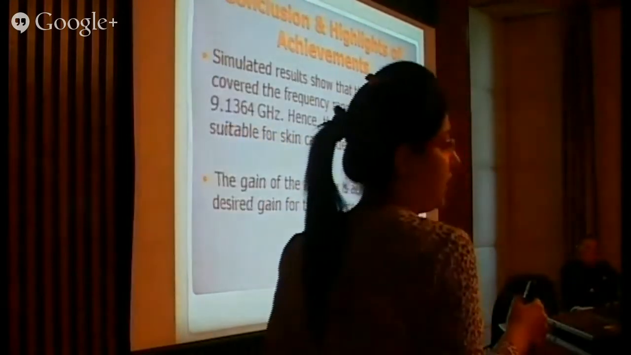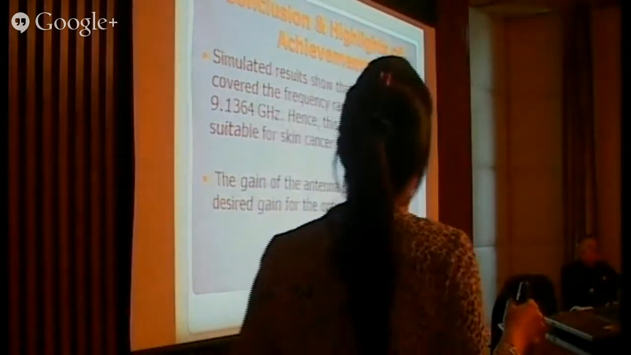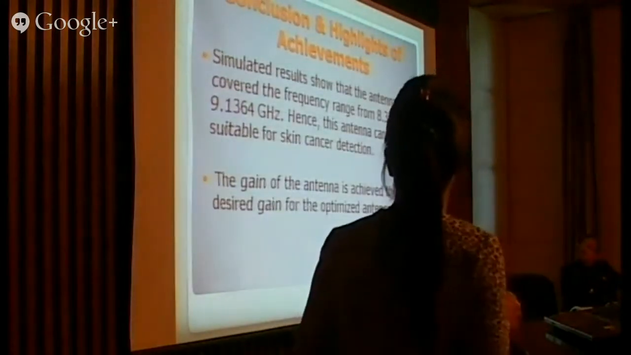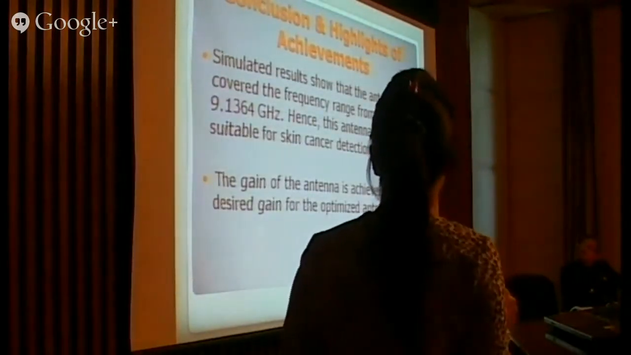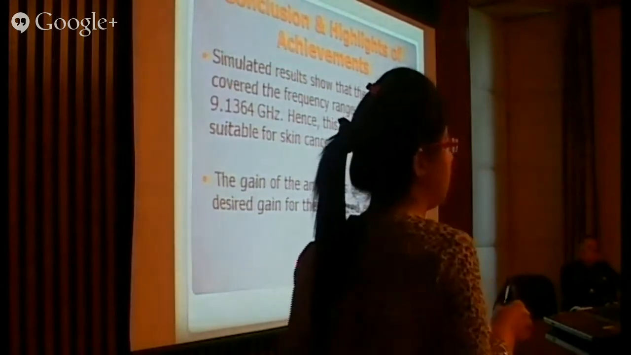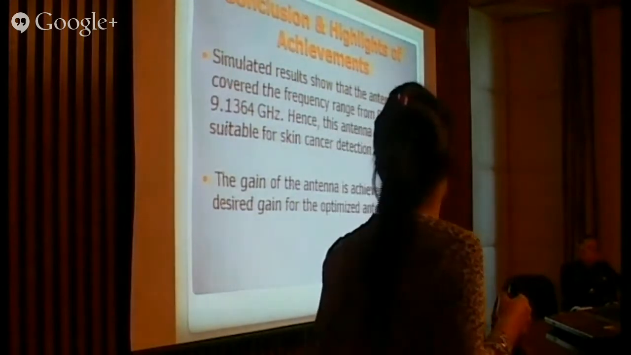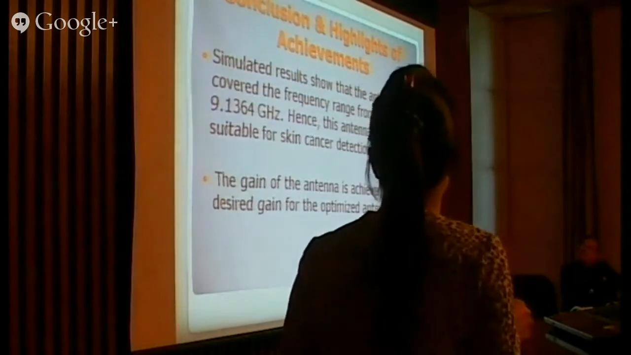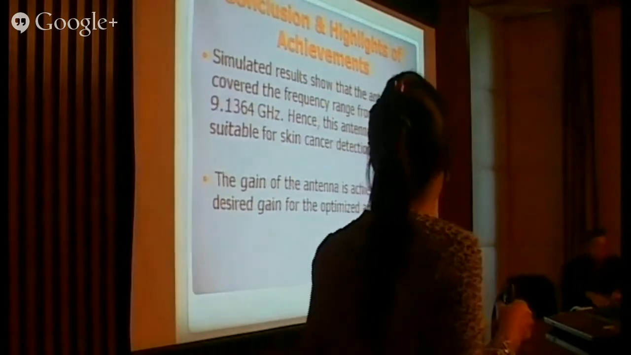This is the conclusion, highlights of achievement. Simulated result shows that the antenna covered the frequency range 8.3 to 9.1 gigahertz, and this antenna can be used for skin cancer detection application. The gain of the antenna achieved the desired gain for the optimized antenna.